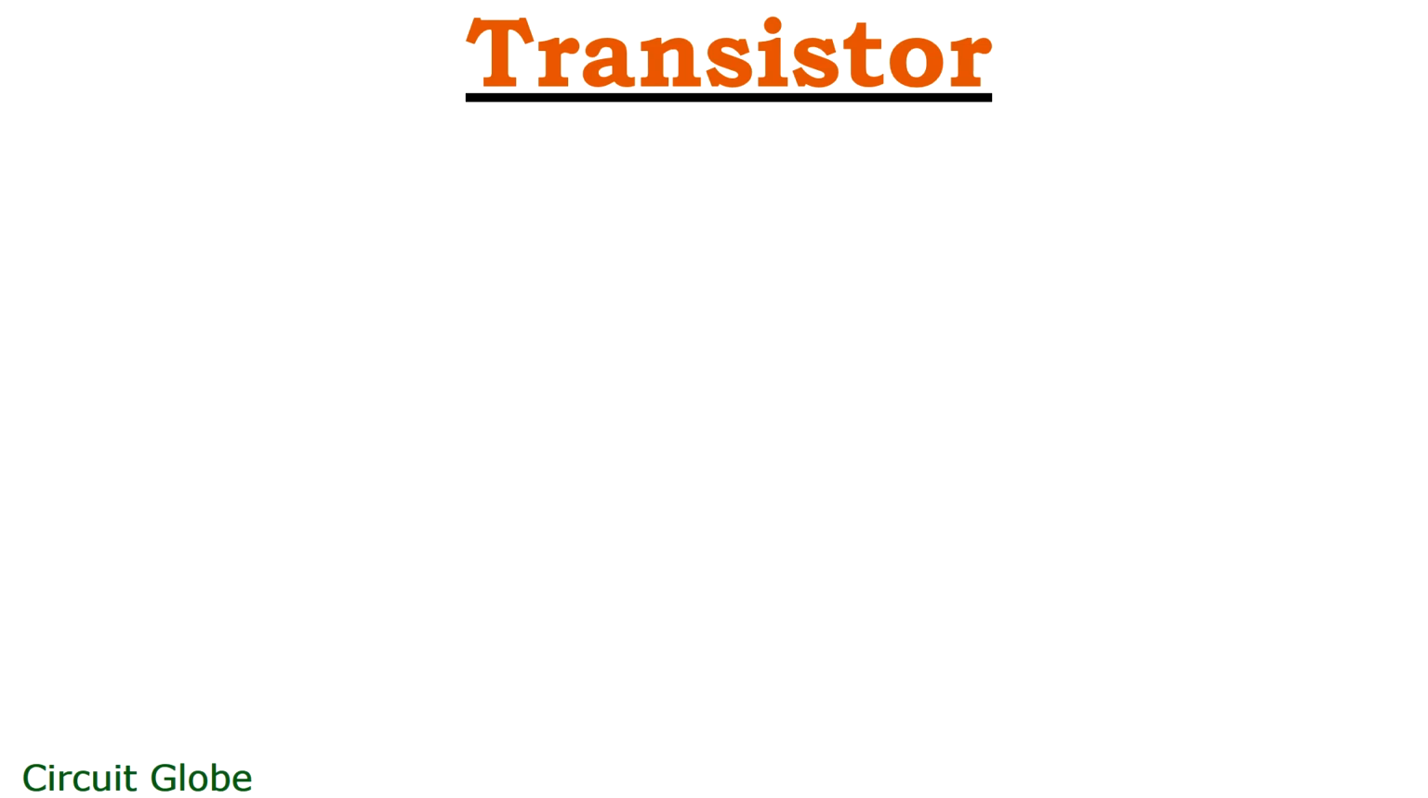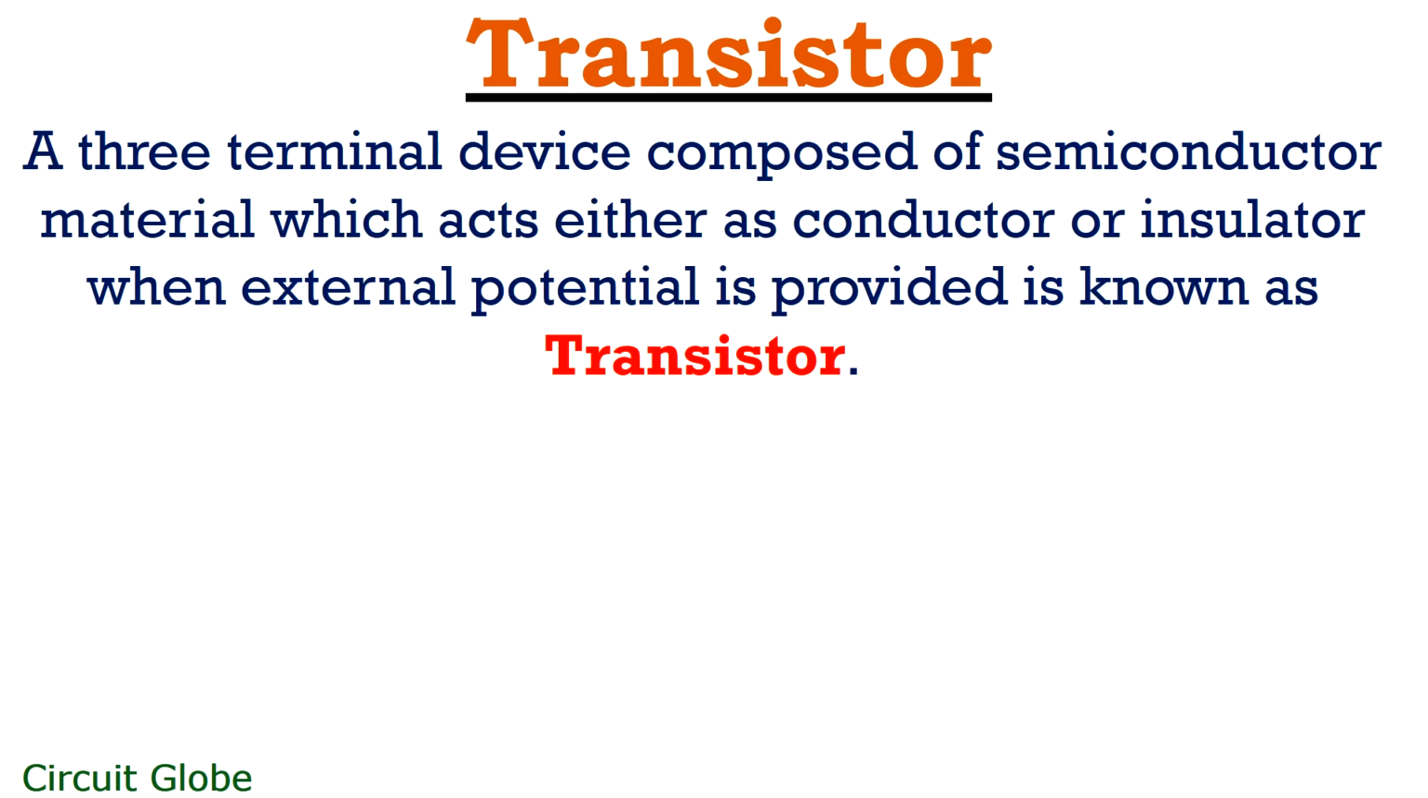So guys, before discussing the differences between NPN and PNP transistor, let us understand what is a transistor. A transistor is a three-terminal device composed of semiconductor material that behaves as either conductor or insulator when external potential is provided across its terminals. Basically, two different types of charge carriers are responsible for conduction in transistors, thus it is also known as bipolar transistor. It is derived from two words, transfer and resistor.